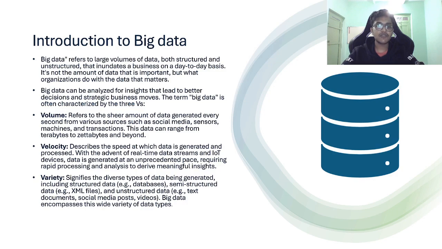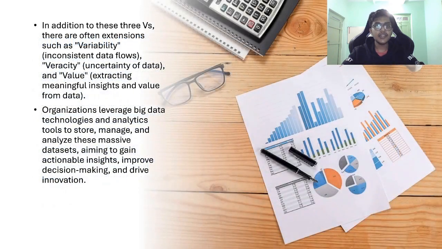Big data itself is going to encompass a wide variety of data types. Moving on to the next slide. In addition to these three V's, there are often other extensions such as variability, that is inconsistent data flow, veracity, that is uncertainty of data, and value, that is extracting meaningful insights and value from data. Organizations often leverage big data technologies and analytical tools to store, manage, and analyze these massive data sets, aiming to gain actionable insights, improve decision making, and drive innovation respectively.